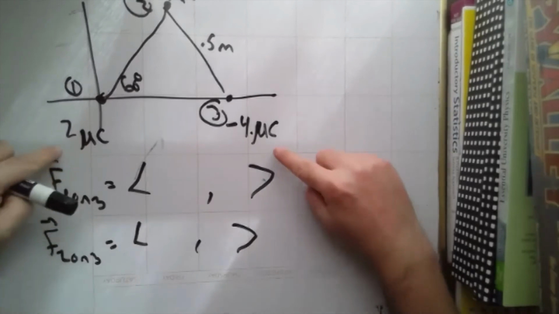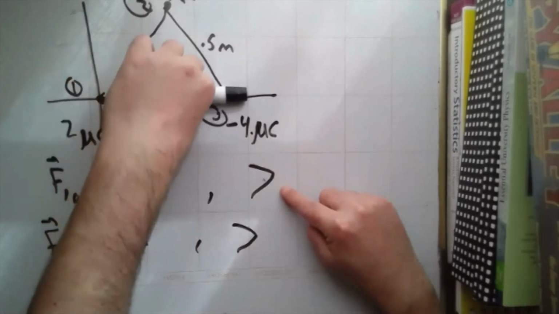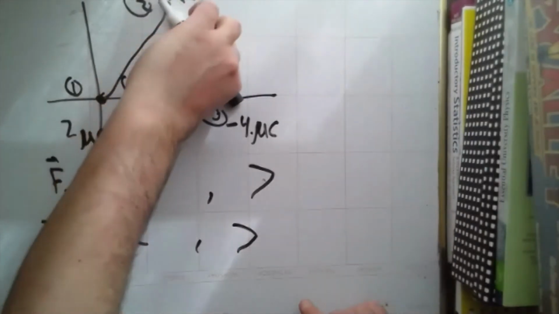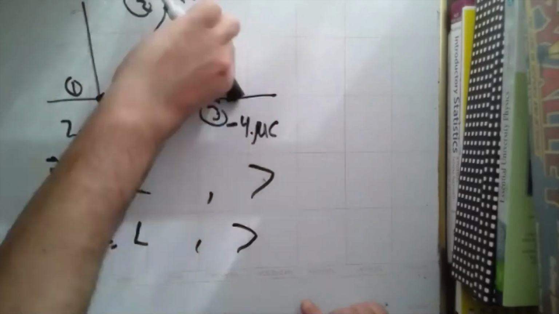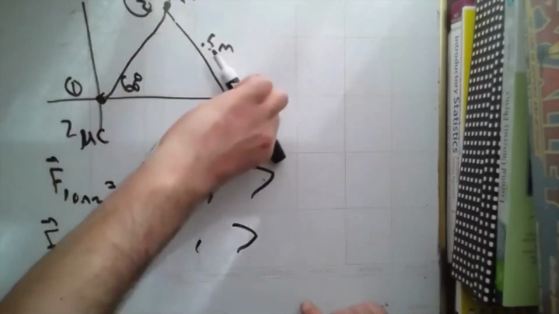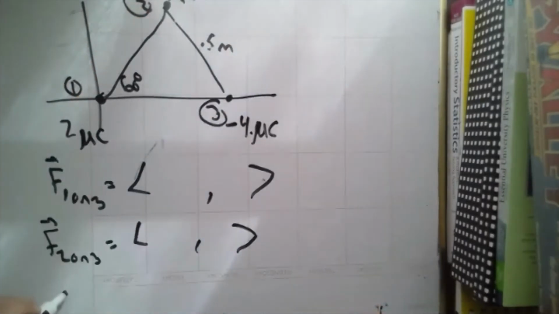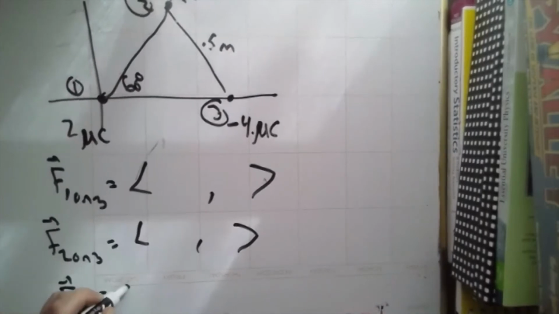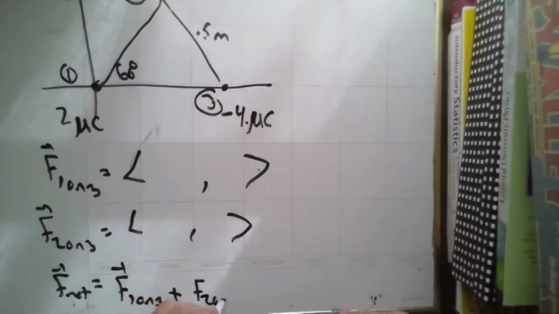Like you can see, these two are going to be attractive. So F1 on 3 is going to point back that way. F2 on 3 is going to point up that way. It's going to have some negative x component and some positive y component. You see that from the picture. Then the net force, F net, will be the vector sum of those two. Just add the x and y components.